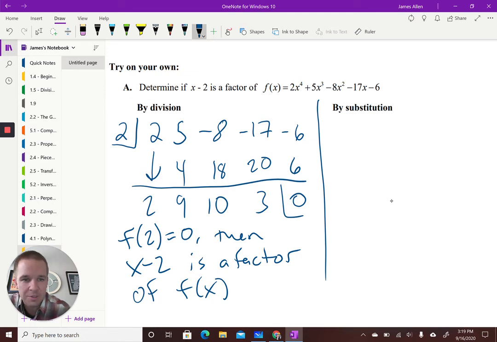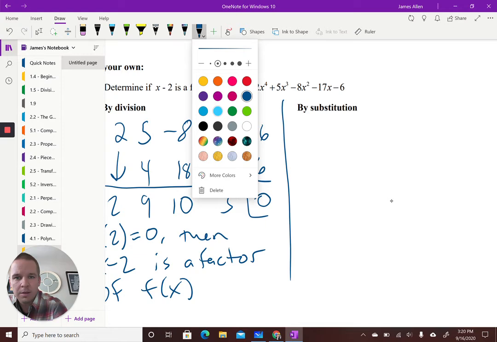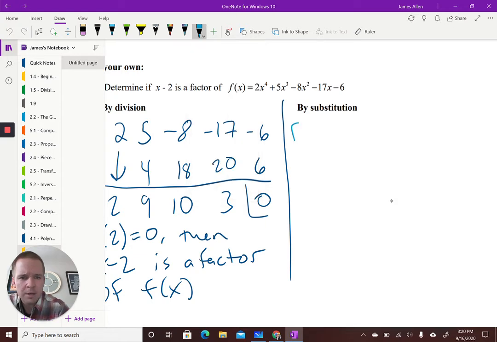So if I did that using substitution, I'm going to give myself a little more room, and we'll do a different color here because that's fun. I'm going to go light blue. So I'd have f of 2, right? I'm going to substitute in 2 because I'm trying to see if x minus 2 is a factor. And throw it in parentheses.